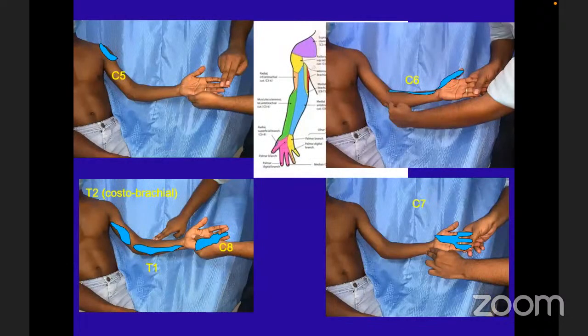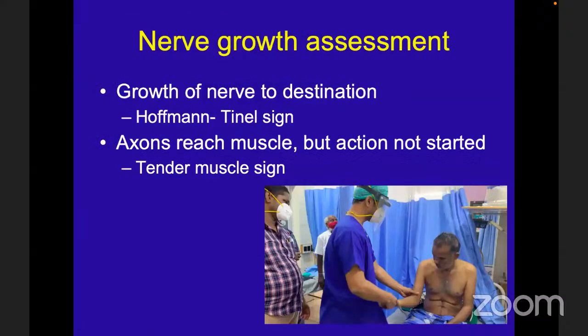This is the picture. So initially you are right, all of them are right. C5, C6, here part of it C6, C7 is over the middle finger, and C8 over the ring and the little, and T1 is over the medial aspect of the forearm, elbow, and then T2 is at the inner aspect of the arm. So this is one simple test to say that this patient has some degeneration apart from general signs that muscle pain.